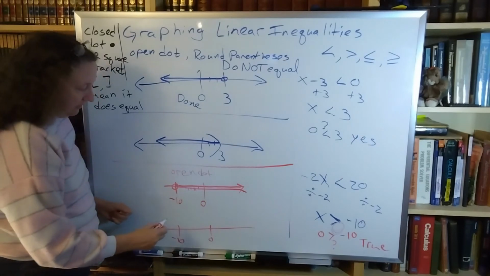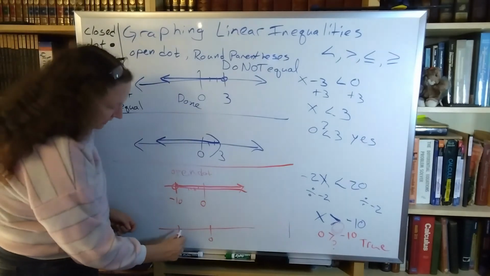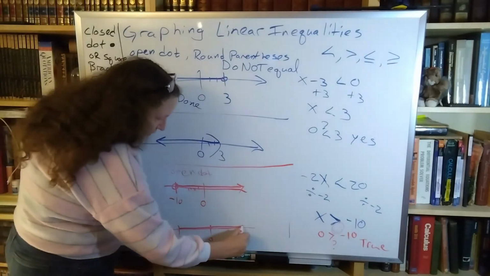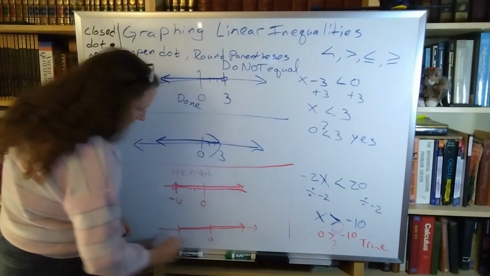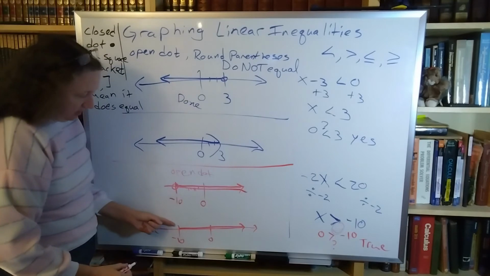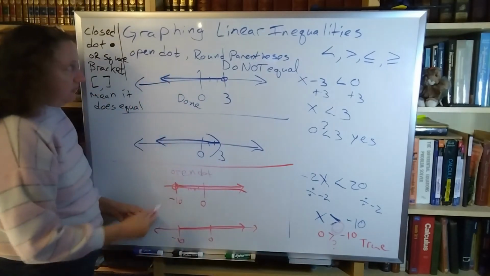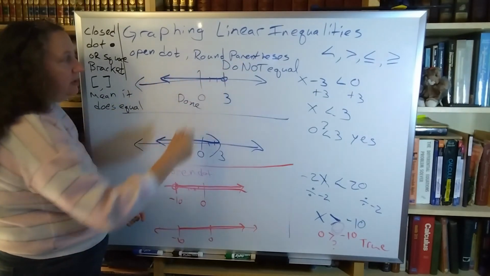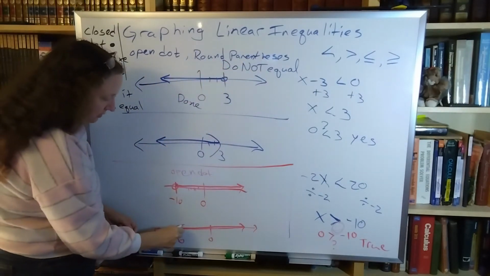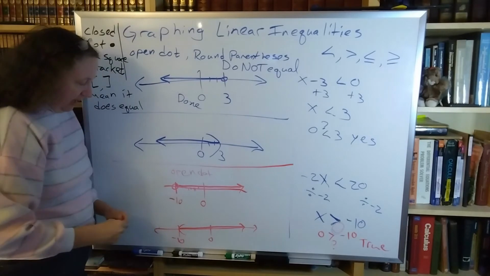Down here with the parentheses and brackets, again, we know that it's going to be going out towards 0. Forgot my arrows. We know that it does not equal, so we go for the round parentheses. And there is that.